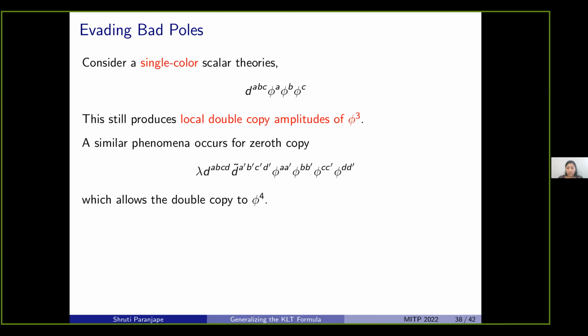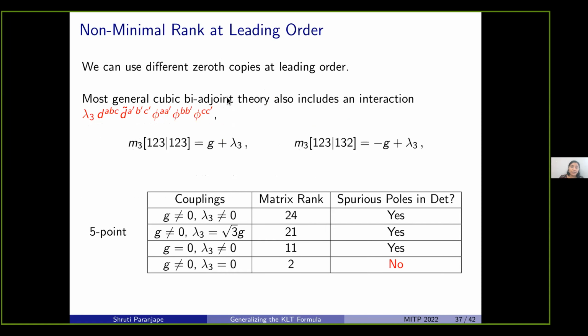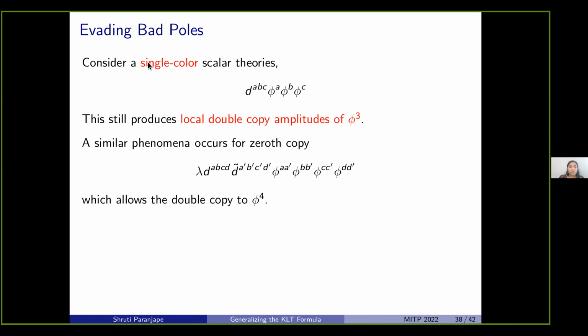Unfortunately, I couldn't be at Mariana's talk earlier today because of the time zone and the time difference. But I think she must have told you more about how to evade these spurious singularities. And I'll give you a very trivial example as well, in the case that we were studying with this lambda 3 coupling. You can still double copy a single scalar theory that looks like this, and it'll give you a perfectly reasonable local double copy, and the final double copy that you get will be phi cubed.